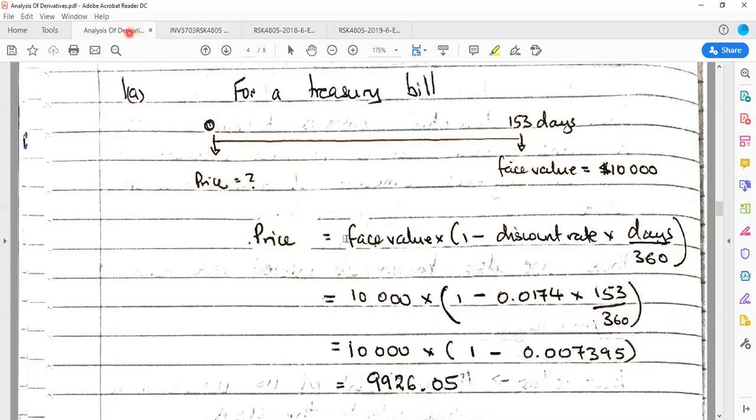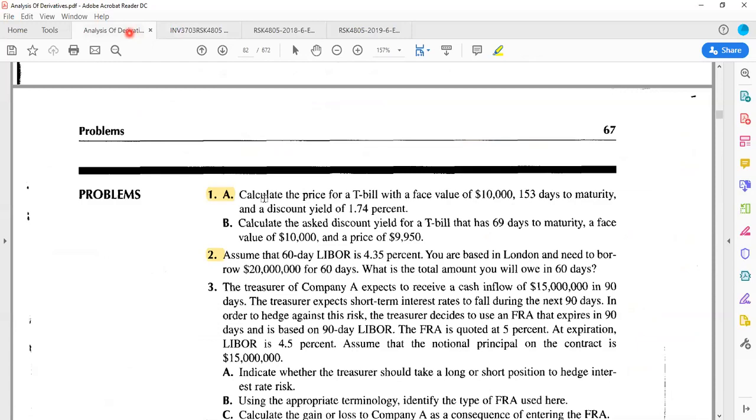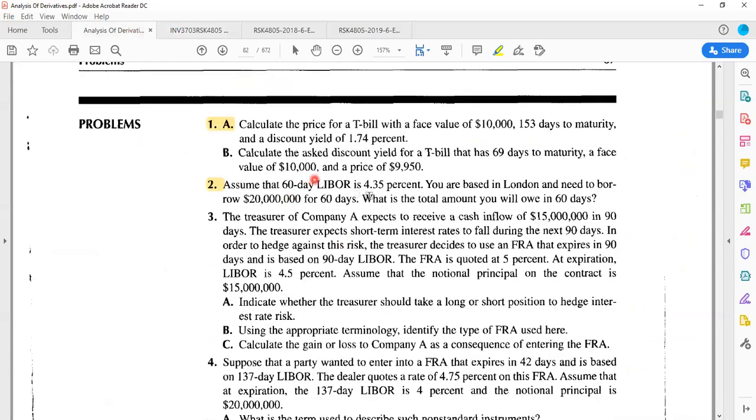Next, I want you to try number 2. Assume that the 60-day LIBOR is 4.35%. So let's say you want to borrow money for 60 days. Let's say a London bank wants to borrow US dollars for 60 days, and the interest rate they are charged is 4.35%, right? You are based in London and need to borrow $20 million for 60 days. What is the total amount you owe in 60 days?